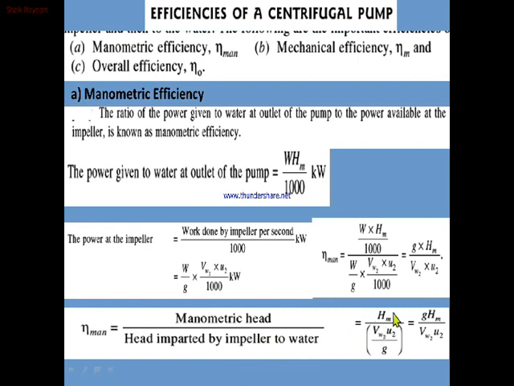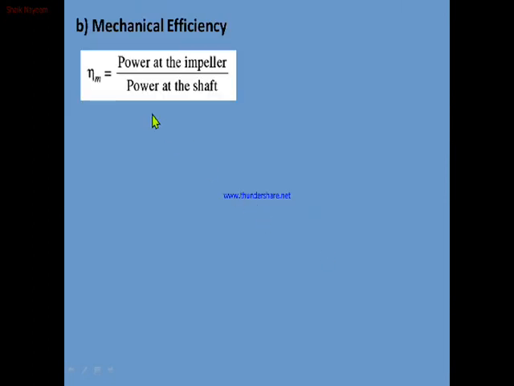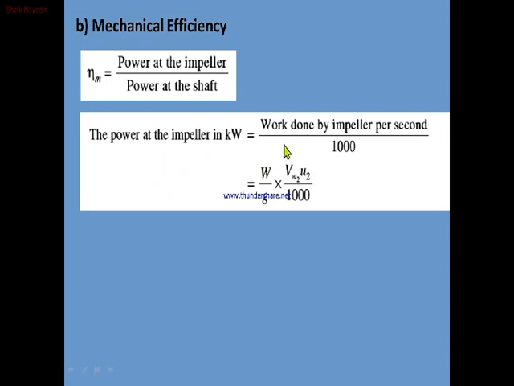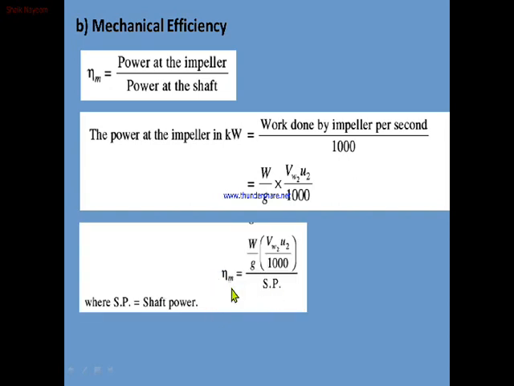So this is written like this. The second one will be mechanical efficiency. Mechanical efficiency is the ratio of power at the impeller to the power at the shaft. We know power at the impeller can be written like this: W by G into Vw2 U2 by 1000. The power at the shaft is written as shaft power. So we write the expression for mechanical efficiency like this, where S.P stands for shaft power.